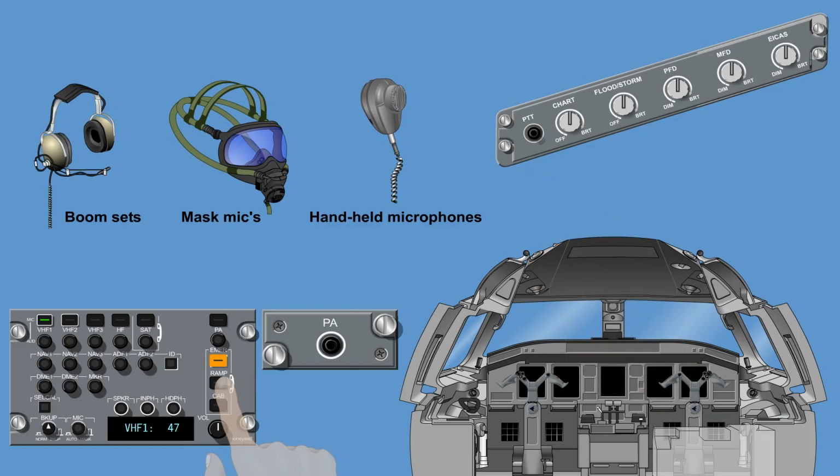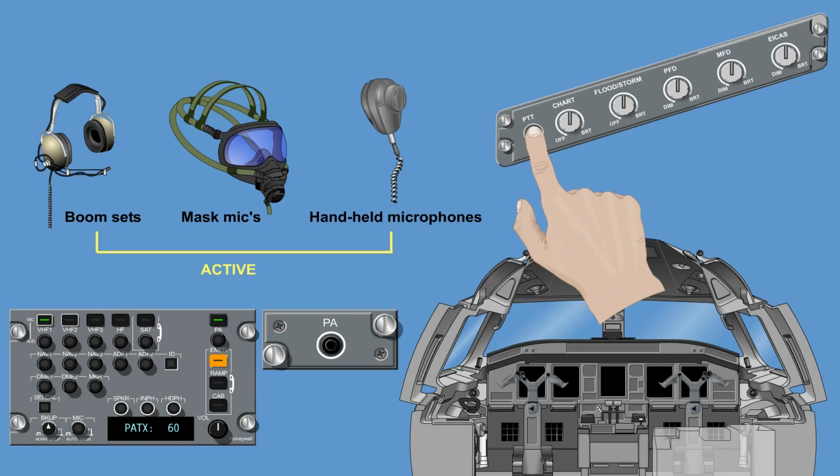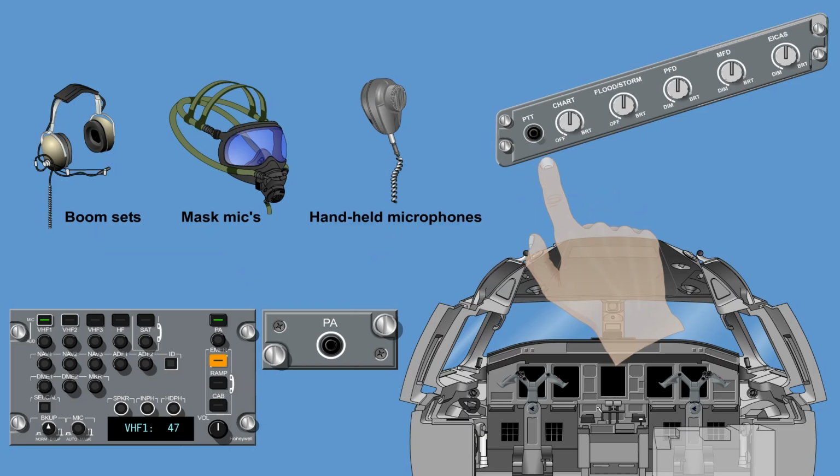By pushing the PA microphone selection button on the audio control panel, the pilot can speak through any mic except the mask mic by activating push to talk. The mask mic is a hot mic. When the PA microphone selection button is selected, the light in the button illuminates. If push to talk is activated, the display shows PA-TX and a number between 0 and 100 denoting the volume.